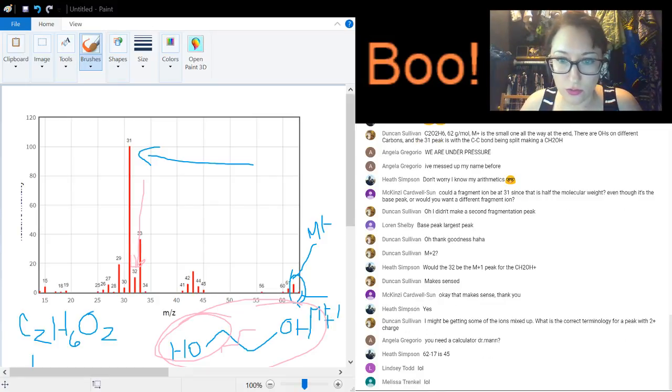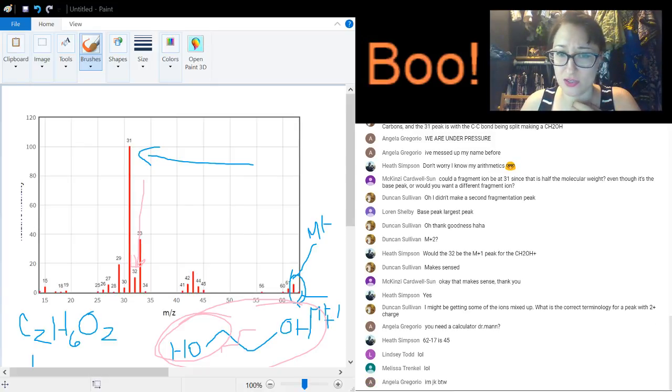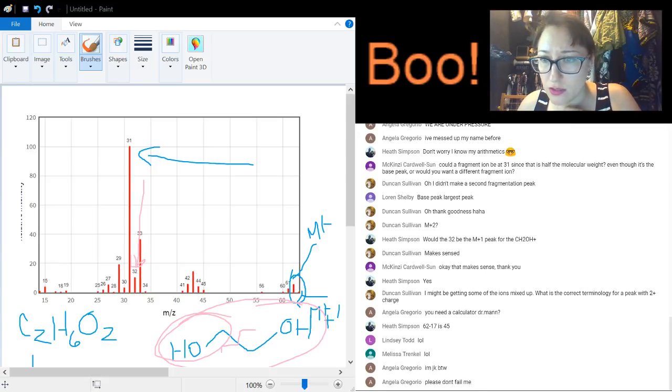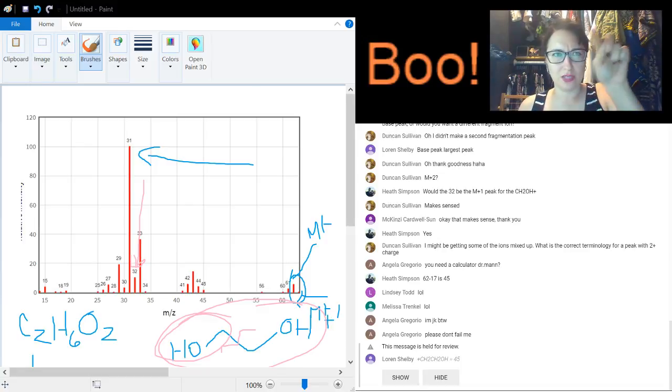Okay, 62 and 17 is 45. Is there anything? There is a little tiny nib at 45. I think whatever 43 is interesting. So a peak with a 2+ charge is, you would have M over 2. In my head, you can see this. I don't know if you can.